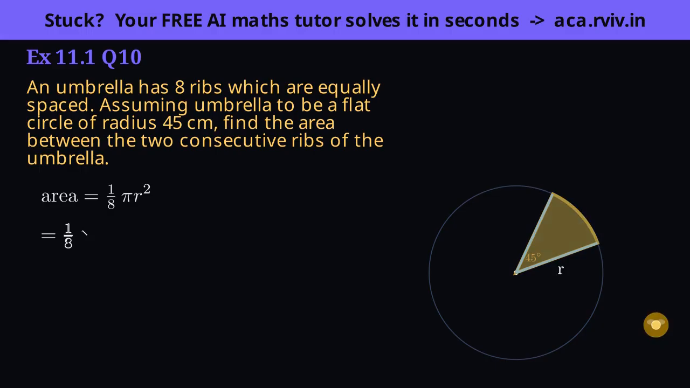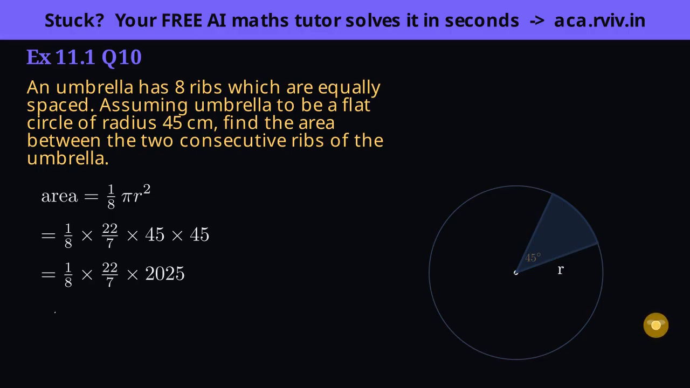Substitute the radius 45 and pi as 22/7, as we do unless told otherwise. Work out 45 squared, which is 2025, that's the r squared part. Multiply through. Here 45 isn't a multiple of 7, so the 7s don't cancel and the answer stays a fraction, 22,275/28 square centimeters, an honest exact value.